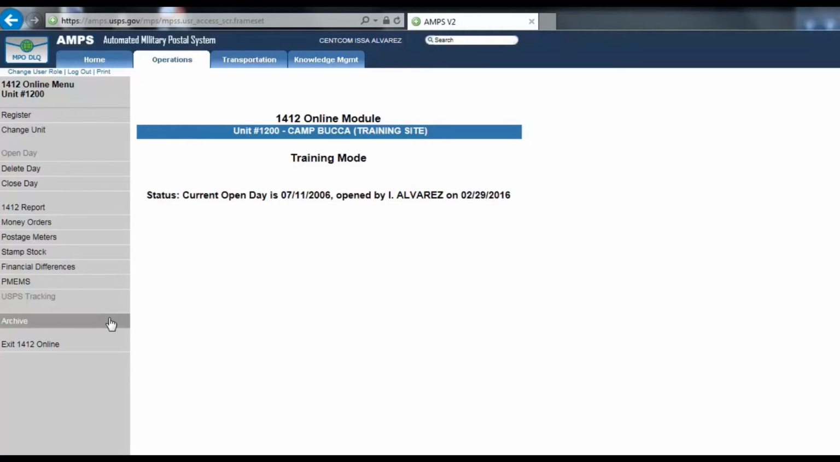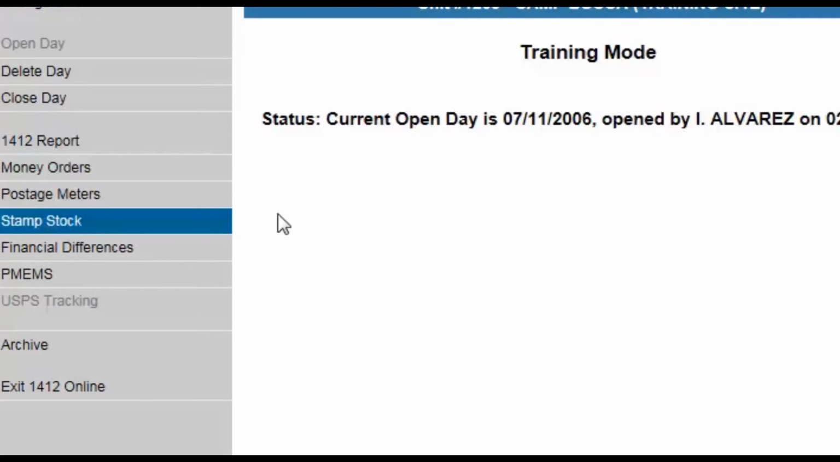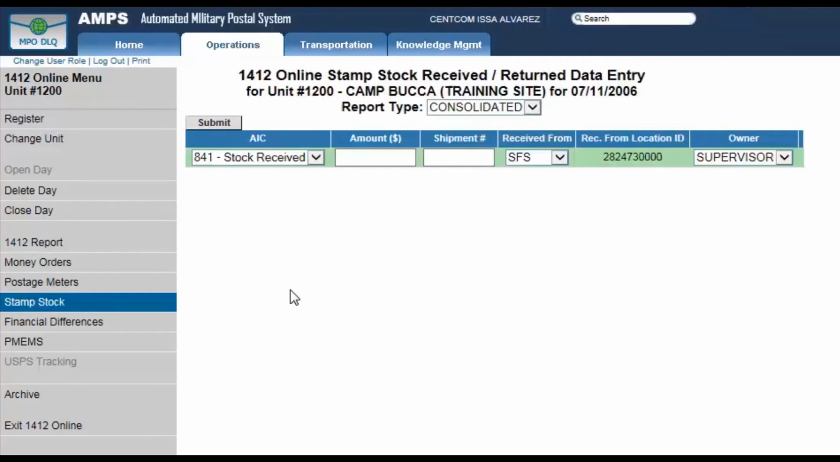Once you're logged into your account and you open your day under the 1412 data entry, you will select stamp stock. First thing we're going to do today is receive stamp stock from the SFS. The most important thing here is to never, ever, ever identify in AMS that you have received stamp stock without actually having it physically in front of you.